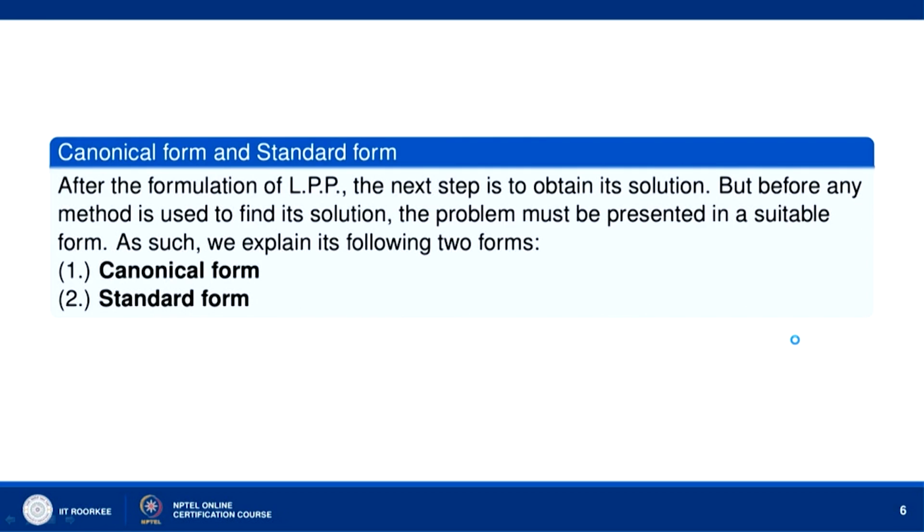Now, let us discuss the two forms of LPP. They are canonical form and standard form. After the formulation of LPP, the next step is to obtain its solution. But before any method is used to find its solution, the problem must be presented in a suitable form. Now, what are those suitable forms? One is the canonical form, the other is the standard form. Let us define what we mean by a canonical form and a standard form.